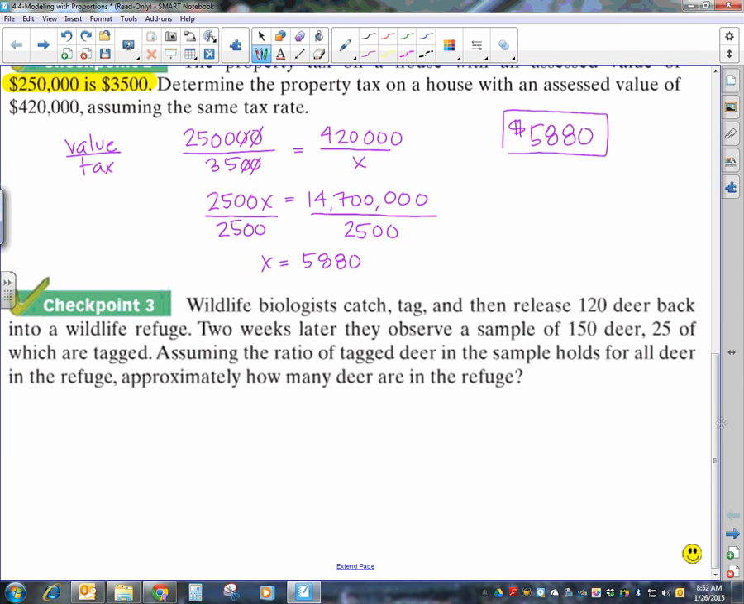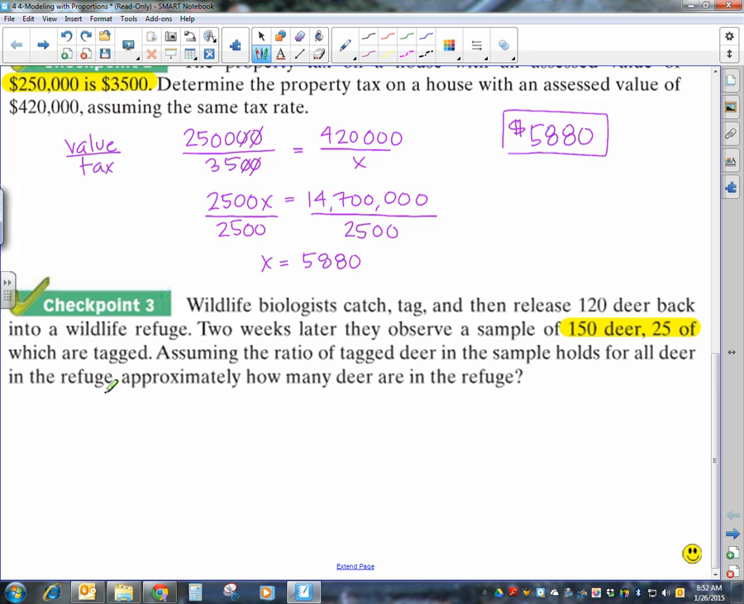Wildlife biologists catch, tag, and then release 120 deer back into a wildlife refuge. 2 weeks later, they observe a sample of 150 deer, 25 of which are tagged. So there is our comparison of two numbers right there. That's going to be our ratio. Assuming the ratio of tagged deer in the sample holds for all deer in the refuge, approximately how many deer are there in the refuge?